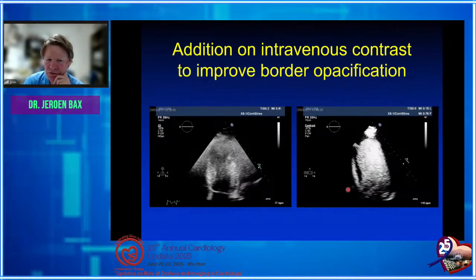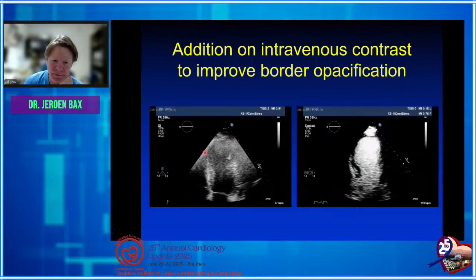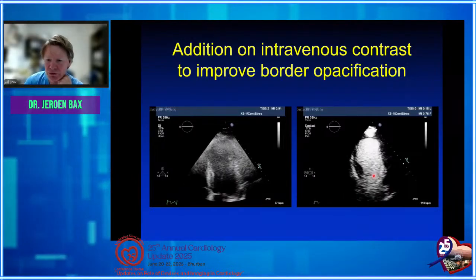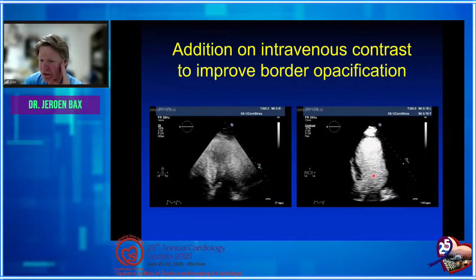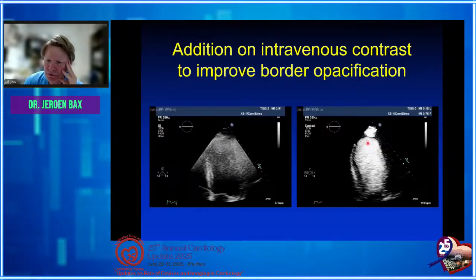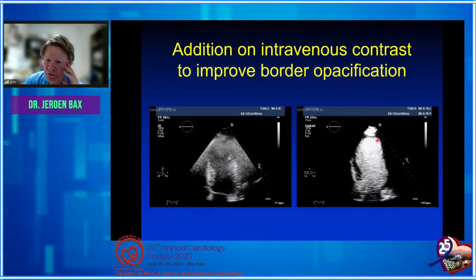So what we do a lot, here is the same patient as that one. We give intravenous contrast. Almost always in every patient where we do stress echo, we do the contrast. So we can much better see the wall motion and the wall thickness.